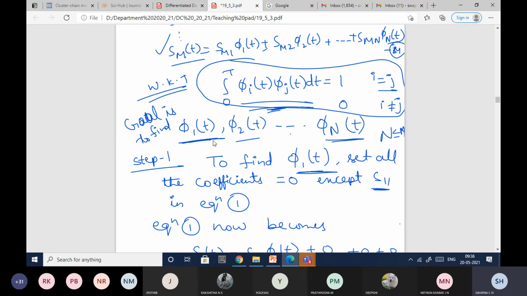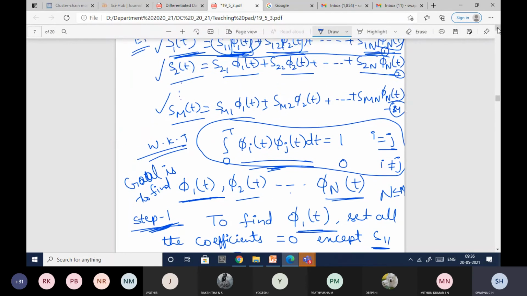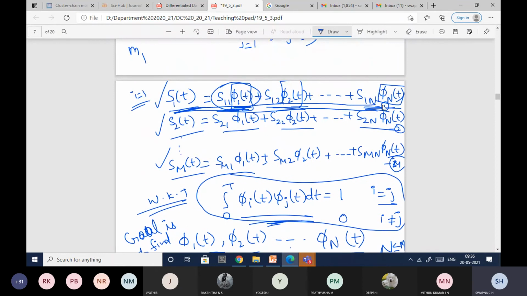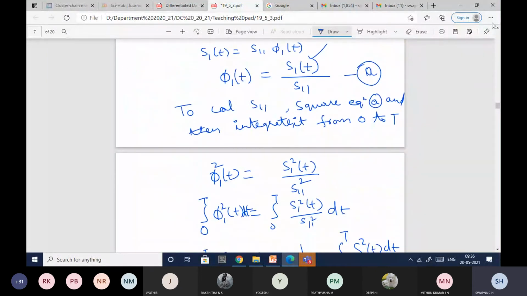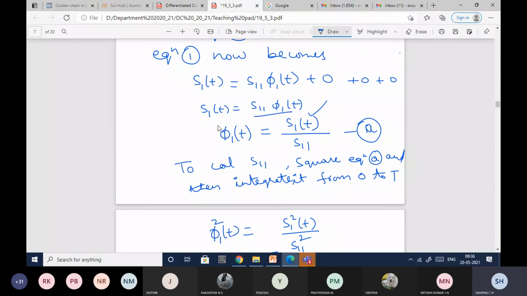In order to find phi 1 of t, first I have taken step 1. In step 1, I have considered equation 1, which is this equation. In this equation, I have taken all the other coefficients, s12, s13, s14, up to s1n, which are nothing but coefficients, and I'm making them 0 except s11. That is the condition I've considered. So I've got this equation after making the other coefficients 0.